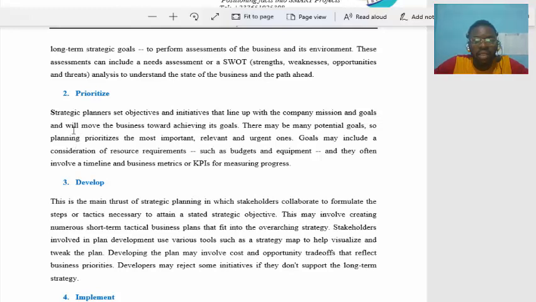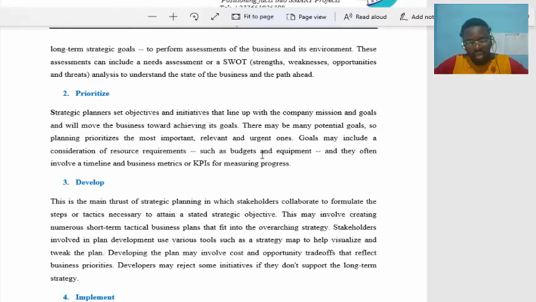You prioritize. Strategic planners set objectives and initiatives that line up with the company's mission and goals and will move the business towards achieving the goals. There may be many potential goals, so planning prioritizes the most important.